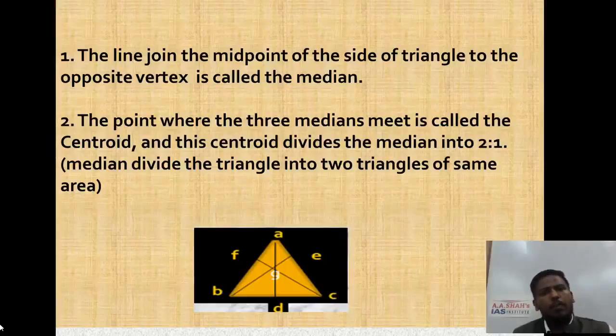Now, the important property of the centroid is that it divides the median in the ratio 2:1. Like the centroid G divides the median AD in the ratio 2:1, which means the length of AG is twice the length of GD. Now moving from centroids, we move towards the types of triangle and the important properties related to the triangles.